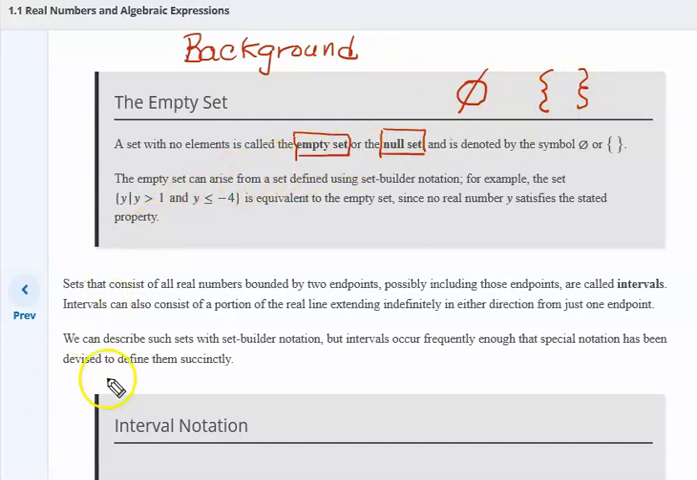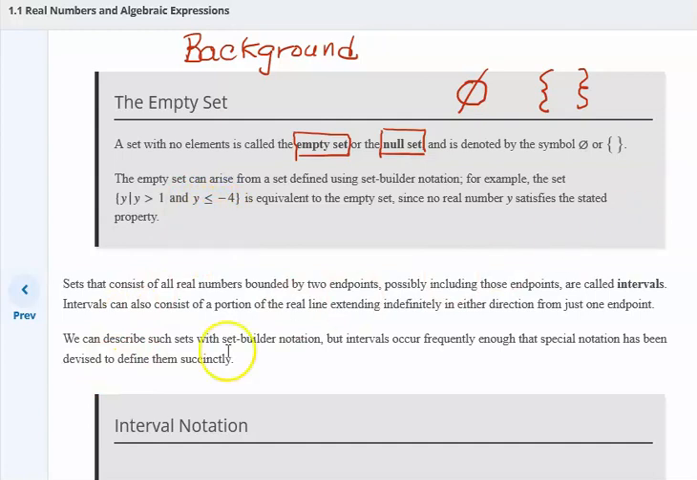So let's go on. And they're going to ask, what would be another example in set builder notation? y is such that y is greater than 1, and y is less than or equal to -4. Well, you see there are no elements in this set because there wouldn't be any values that would meet this definition. All right, let's go on.